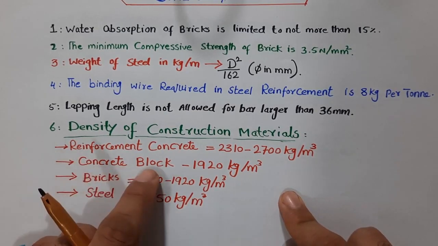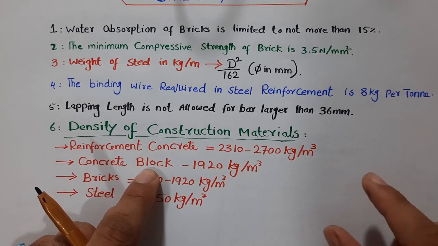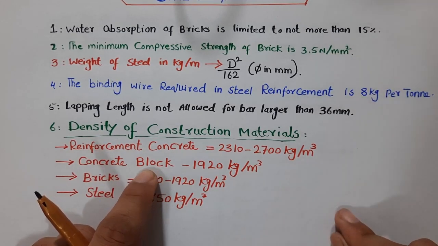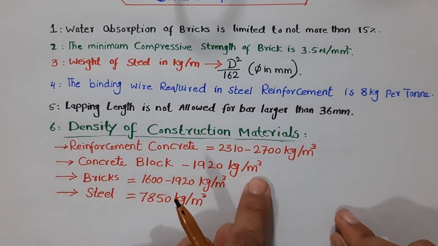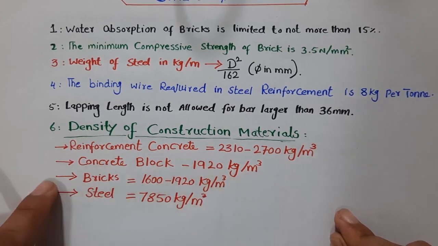The next one is concrete block. As you know, we are using the concrete block. So the density of concrete block is 1920 kg per meter cube. Okay, so this is very important to know. The other one is bricks.